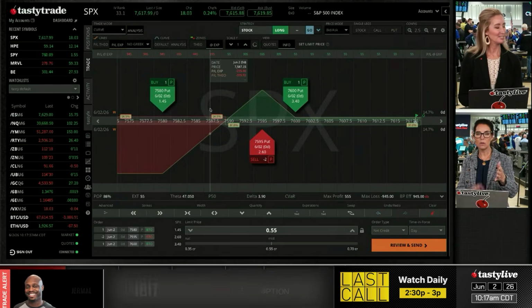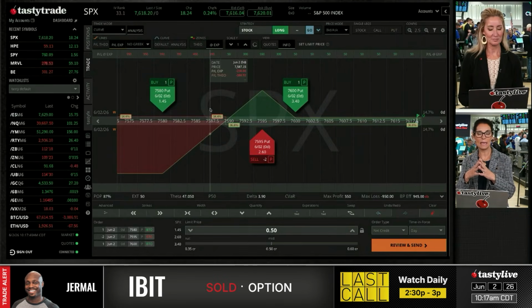So here you can see your peak, the most you can make, is to the downside. So if the market goes up, you keep your $55.